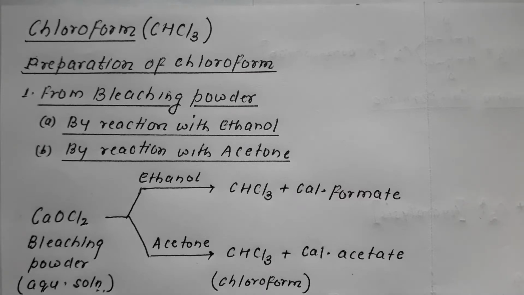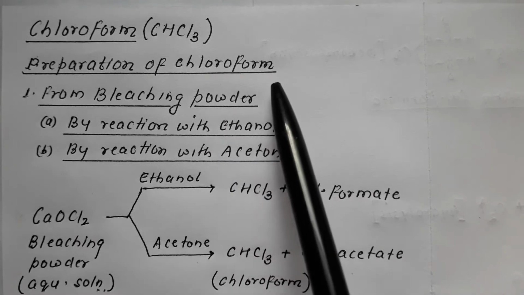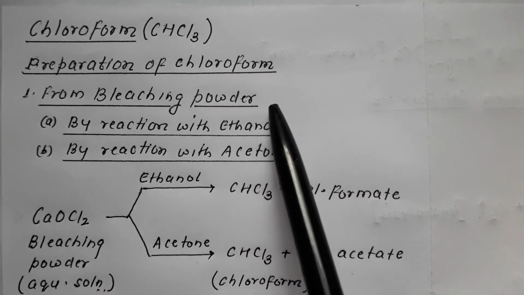Now, the best method through which chloroform could be prepared, or one of the methods which is very important from the examination point of view, is from bleaching powder. Preparation of chloroform from bleaching powder. We are dealing with preparation of chloroform from bleaching powder.